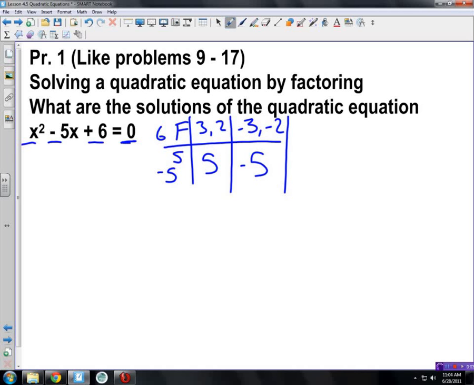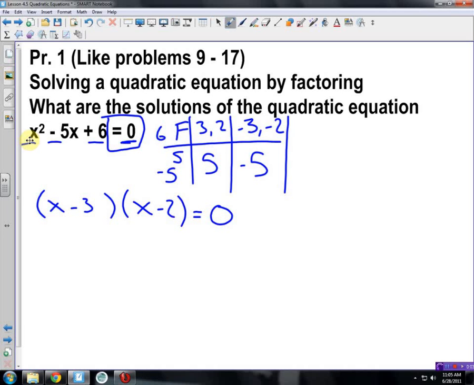So here I'm going to split apart my x's. Minus 3, minus 2. And now the part that is different from the last chapter is we have equals 0. Now, the zero product property states that either this first term has to be 0 or the second term has to be 0. So either x minus 3 is equal to 0 or x minus 2 is equal to 0.